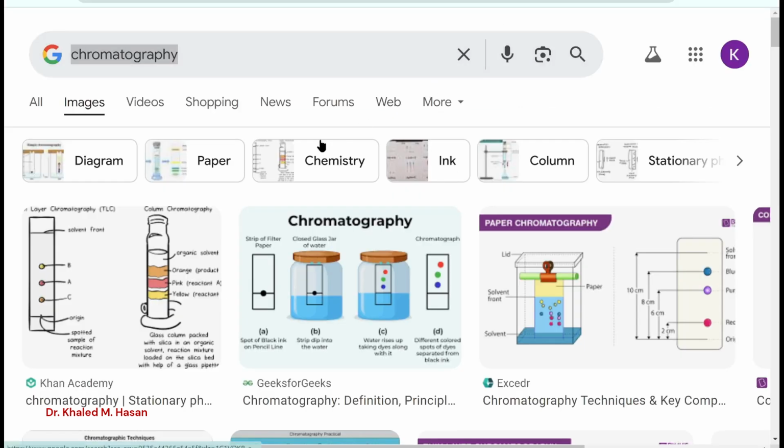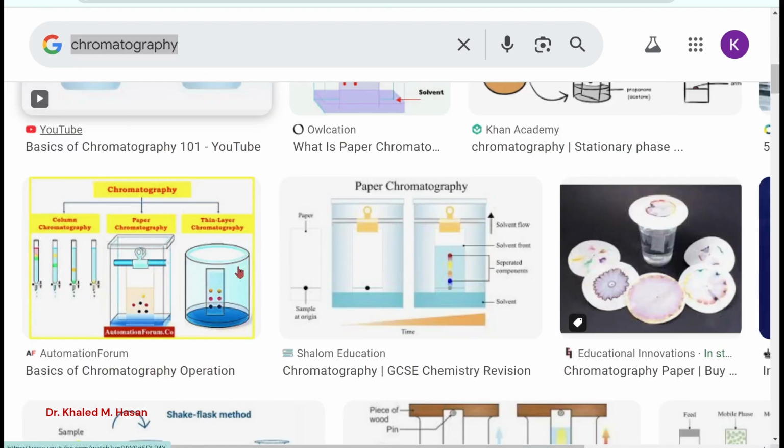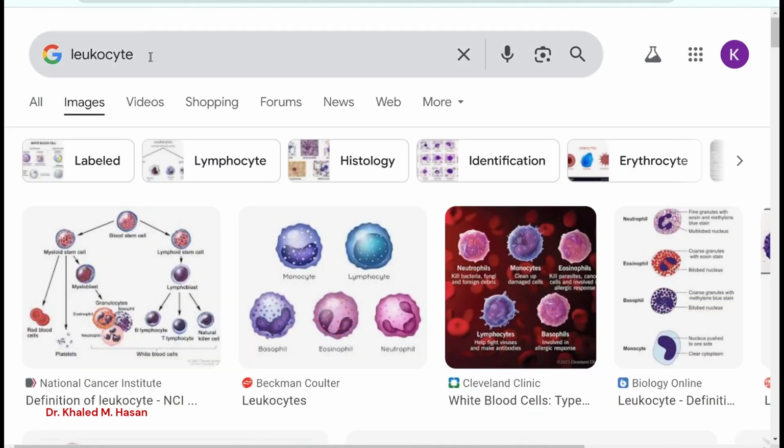Okay, speaking about chromatography, which means separating substances based on color, you can see in these devices we try to separate the color. Again, chromatography tries to separate the color. We have devices for chromatography separating the color. Okay, and then we have leukocyte.